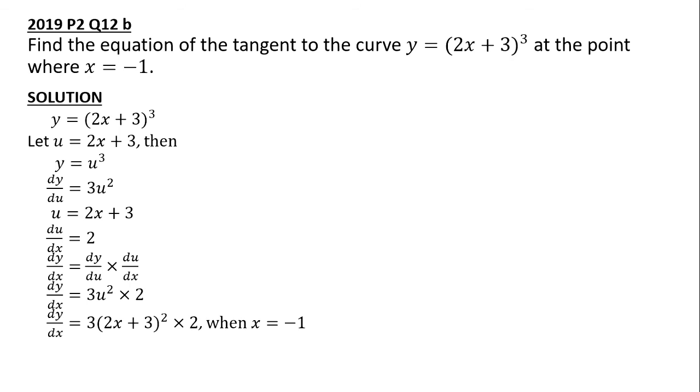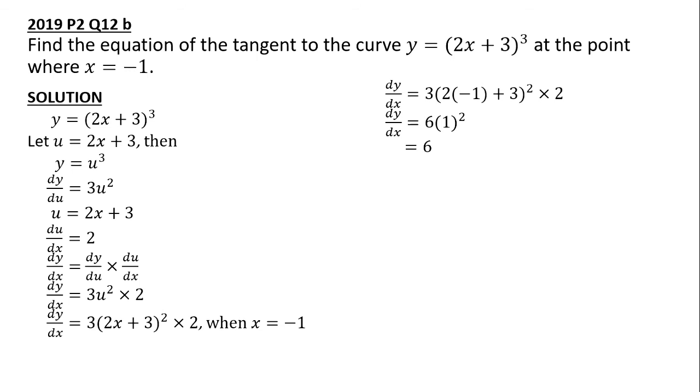Now when x is equal to negative 1, we are going to say our dy dx is equal to 3, open your bracket, 2, where there's x, we'll replace our negative 1. 2 times negative 1 will give us a negative 2. We'll solve what is in the brackets first. Negative 2 plus 3 will give us a positive 1. So we are going to have a 1 squared. So we'll multiply 3 times 1 times 2, which is going to give us a 6. Therefore, the gradient was 6.